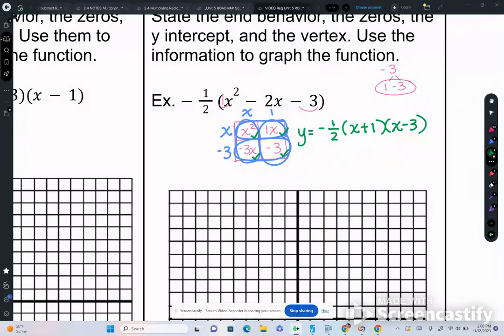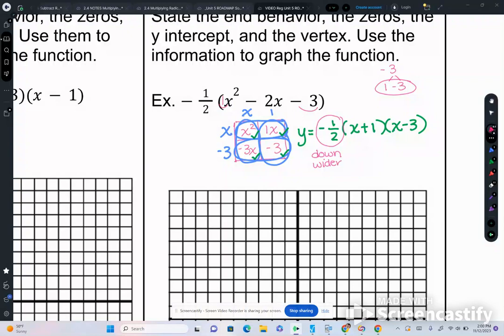And from there, we know a couple things. We know that our value in front, which is our a value, we know that it's negative, which tells us that our graph is going to go down. And we also know that it's less than 1, so we also know that it's going to be a little bit wider than what we're used to.